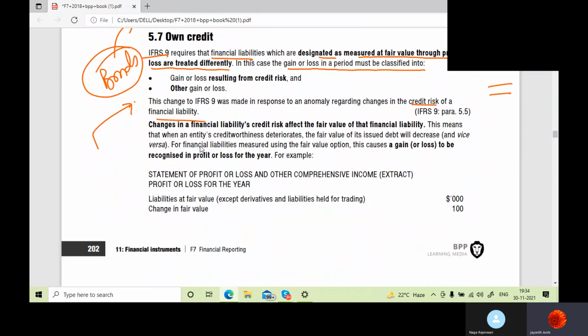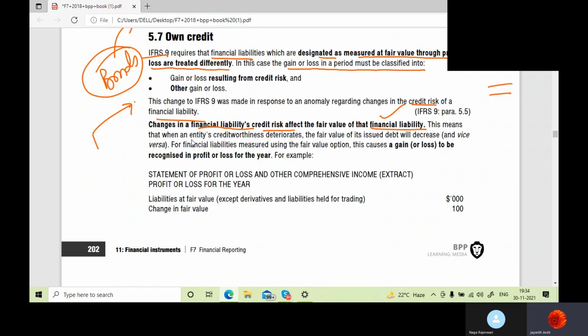So changes in the financial liability's credit risk affect the fair value of that financial liability. If the creditworthiness of the company deteriorates, then what happens? The company has to pay more interest to the bondholders. Am I right? That's a simple thing. Company's bad performance creates ripples in the market, so people will demand more interest, seeing the risk.